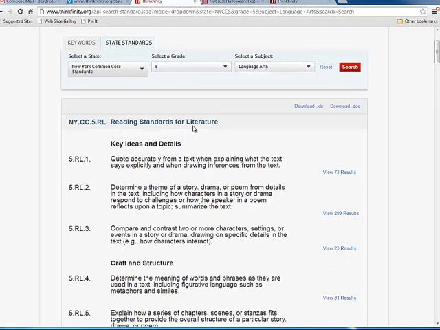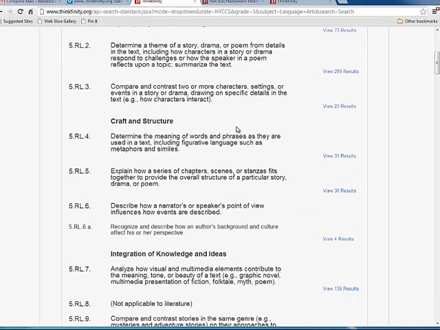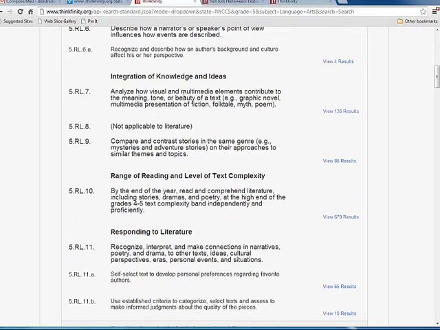Under Reading Standards for Literature, you will see under Integration of Knowledge and Ideas that students can compare and contrast stories in the same genre, example mysteries and adventure stories, on their approaches to similar themes and topics.